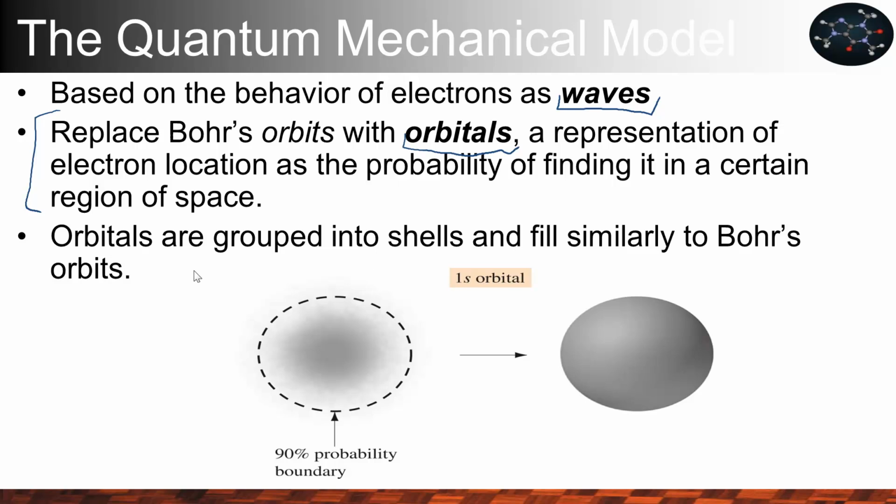And now, orbitals are still organized into shells, so first, second, third, fourth, based on distance, but they're also based on the shape that they undertake.